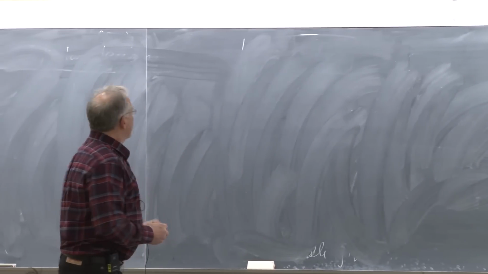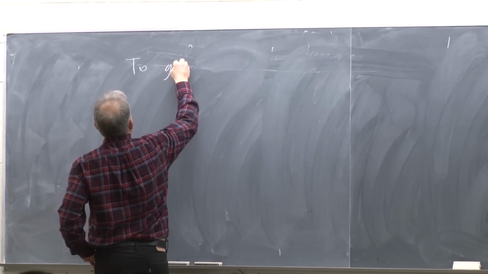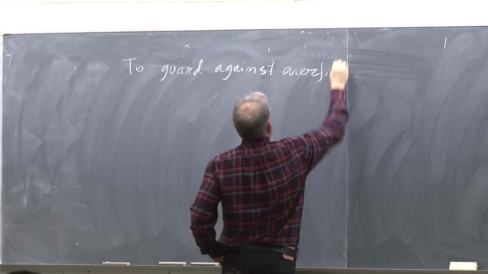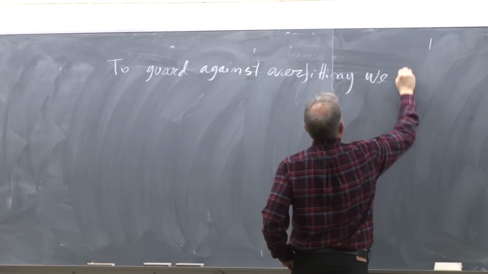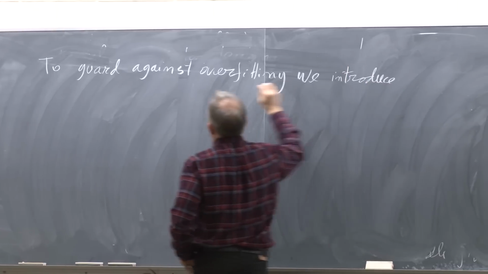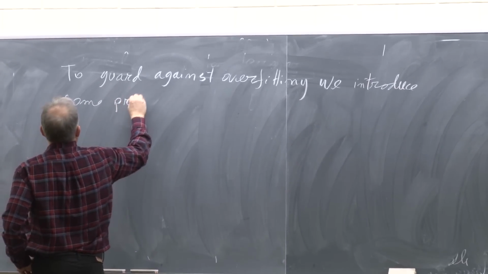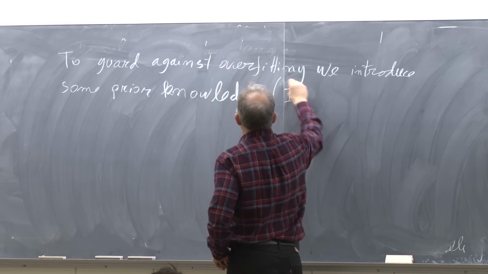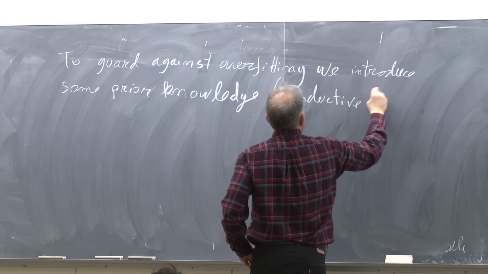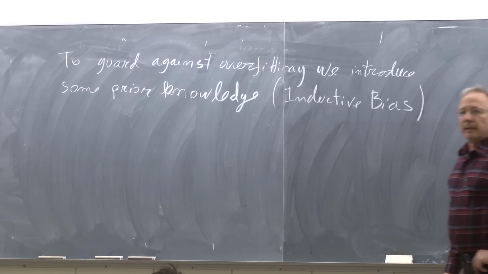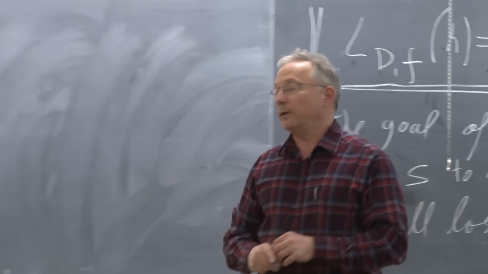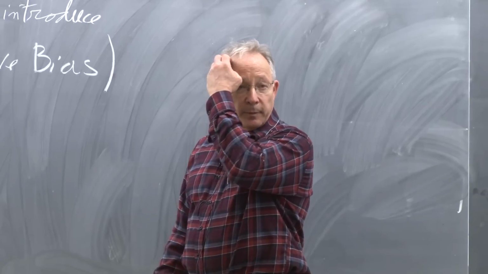So to guard against overfitting, we need to introduce some prior knowledge, or in other words, sometimes it's called inductive bias. Inductive bias because we are doing induction. We mentioned it last time. We are going to learn from some cases to make induction on other cases. We're doing induction and we have to introduce a bias. Without a bias, we will not be able to learn.